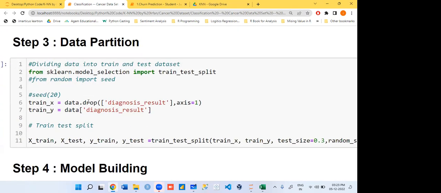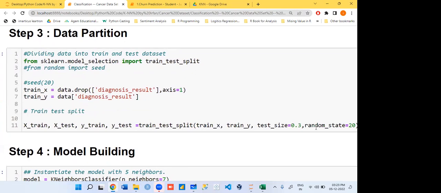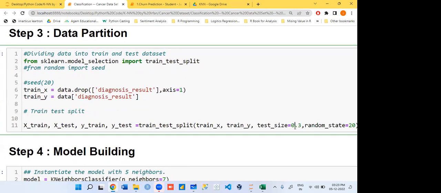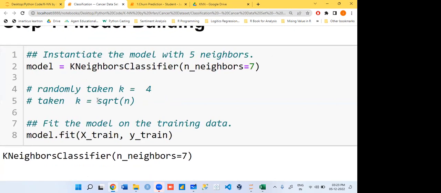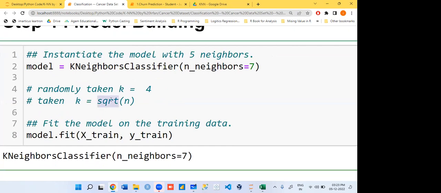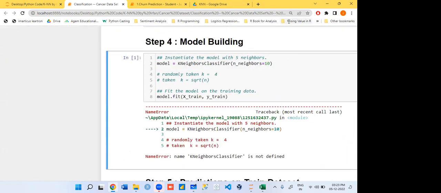Okay. Data partition, need to explain this, guys. Here we split with a ratio of 70 and 30. How many rows do we have? 100 rows. First method is the random method. Second method is square root of n. Square root of 100 is 10. Let's take 10. I run this. Okay, I need to run from the start.